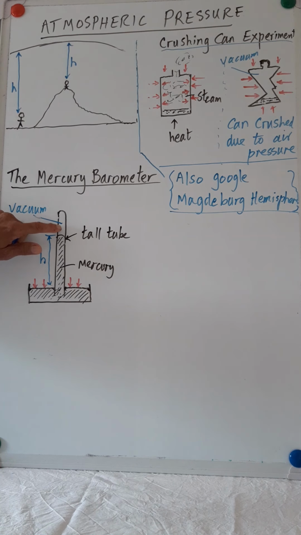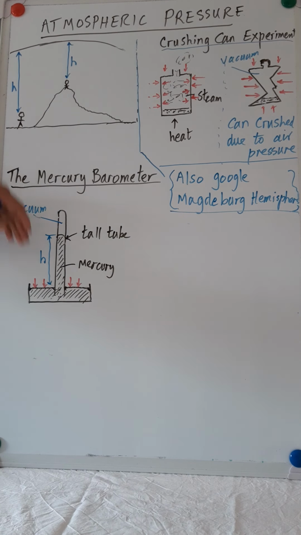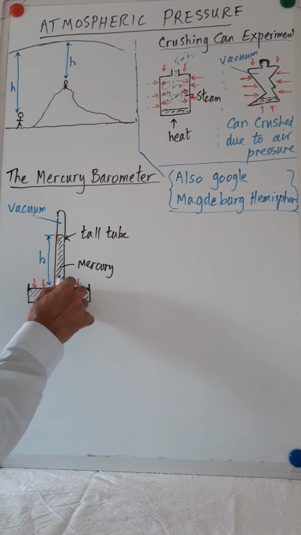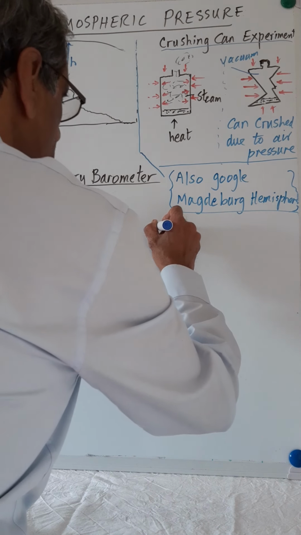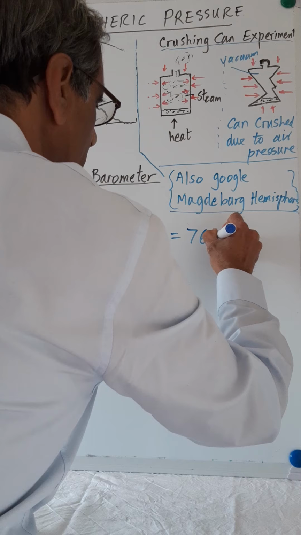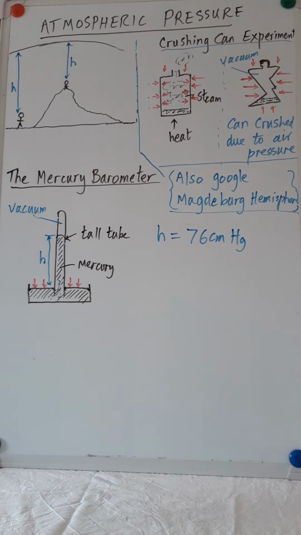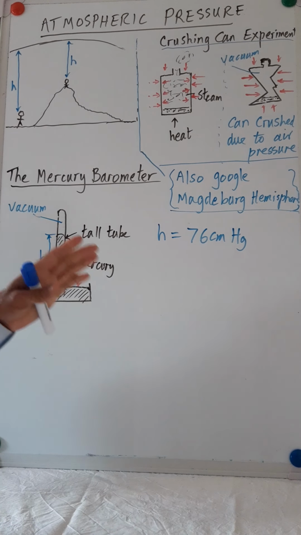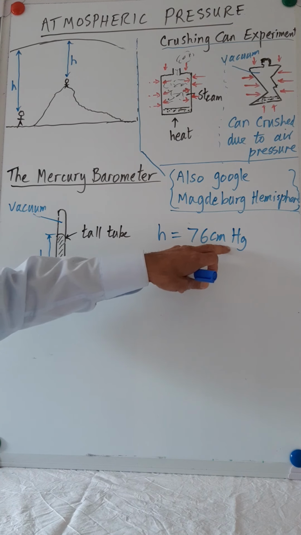Now, when there's no air, you'll find that the outside pressure, which is pressing down on the mercury, pushes the mercury up to a certain level. We find that H is equal to 76 centimeters of mercury. Hg stands for mercury. 76 centimeters, or 760 millimeters of mercury. In other words, the atmospheric pressure is strong enough to support a column of 76 centimeters of mercury.